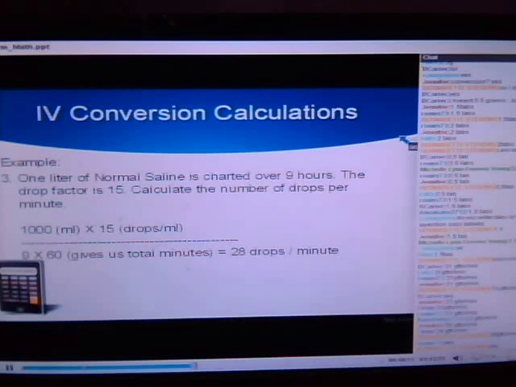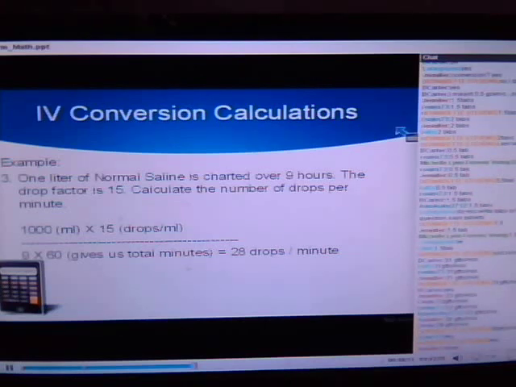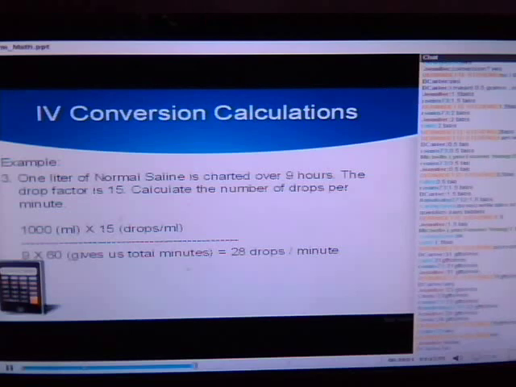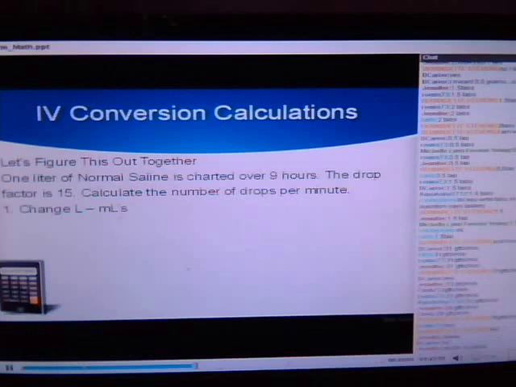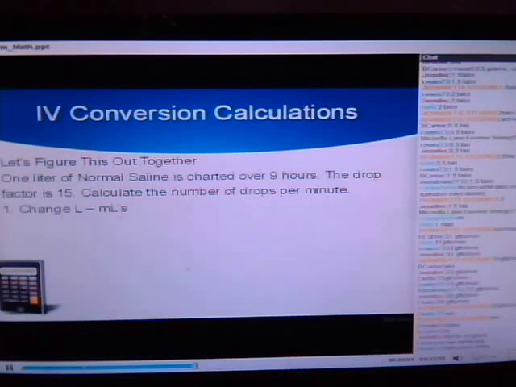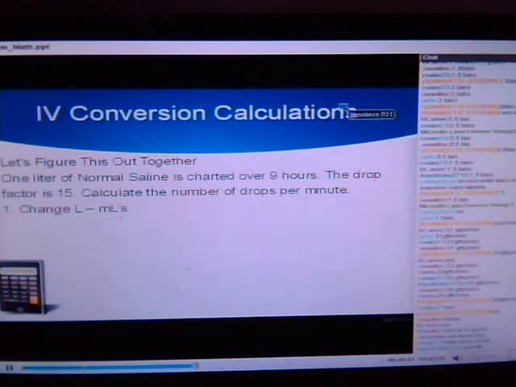Okay, so let's figure this one out, young ladies and gentlemen. 1 liter of normal saline is charted over 9 hours. You're supposed to give it over 9 hours. The drop factor is 15. Calculate the number of drops per minute. First thing we want to do is we want to change the liters to milliliters. Right? So, what do we come up with?